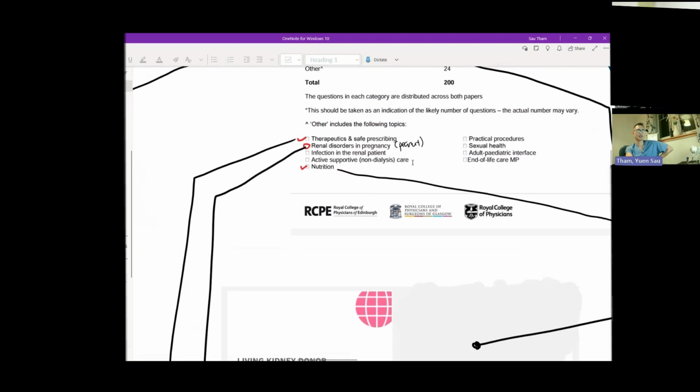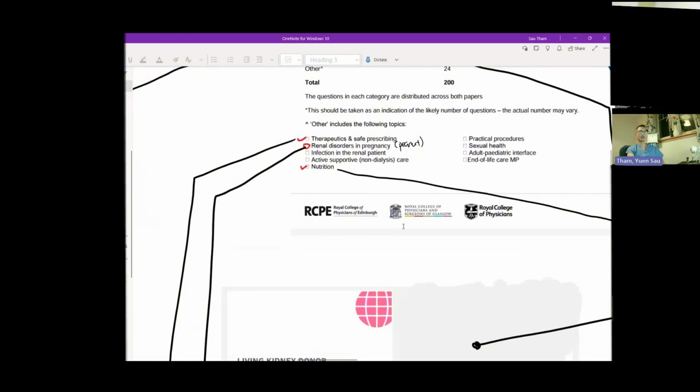Active supportive dialysis care. So there's end of life care. There's always one question which is painfully obvious as to what you should do. It's like a patient who is 82 and is struggling with dialysis and doesn't want to do it, but the family wants her to keep going. What do you do? It's something really simple. It's only one question that will come up, but you have one question on end of life care.